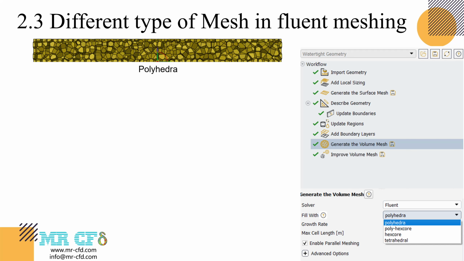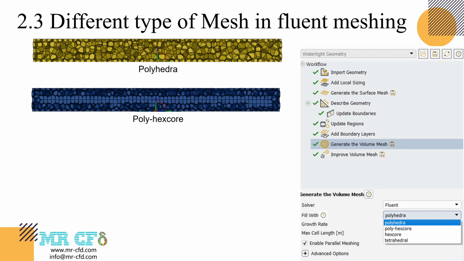Polyhedra. At the top, we see a polyhedral mesh, characterized by cell elements with multiple faces. Polyhedral meshes offer an excellent balance between accuracy and computational efficiency. They require fewer cells than tetrahedral meshes for comparable accuracy and provide better solution stability.